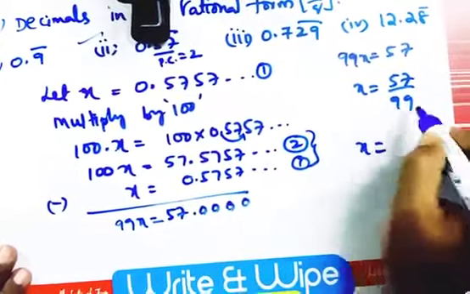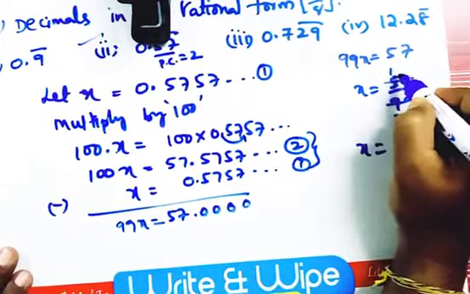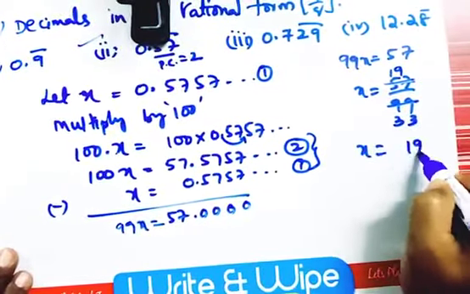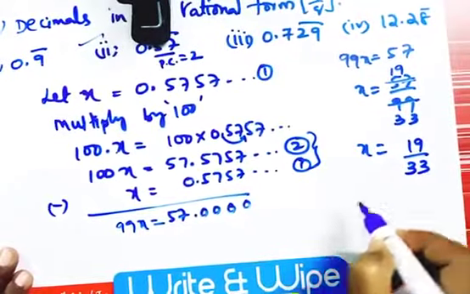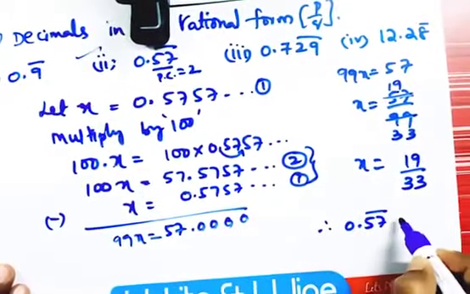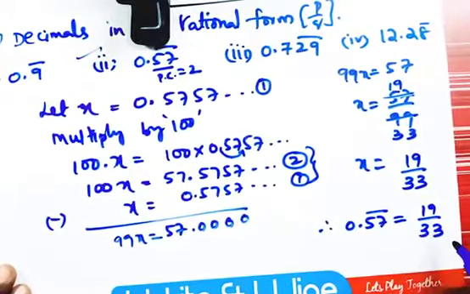You will get cancellation by the 3 table. 3 times 19 is 57, and 3 times 33 is 99, so the final answer is 19 by 33. Therefore the p by q form of the decimal 0.57 bar is 19 by 33. So the remaining first, third and fourth you can try yourself.